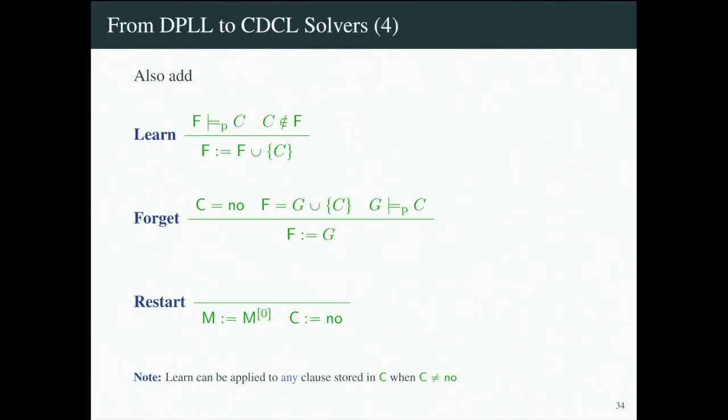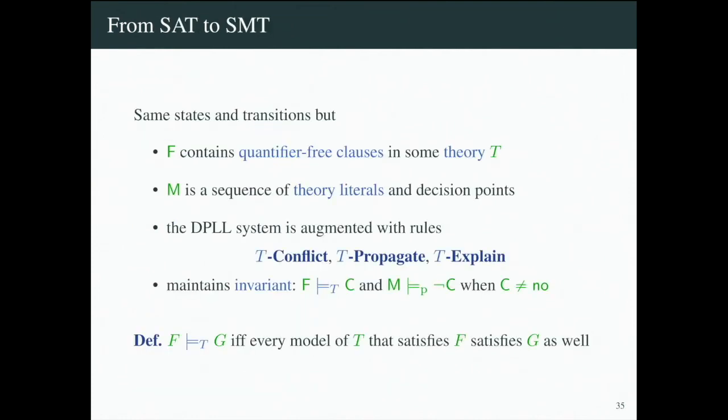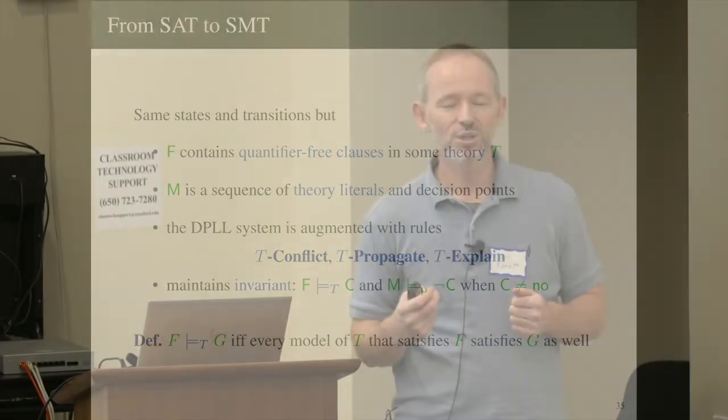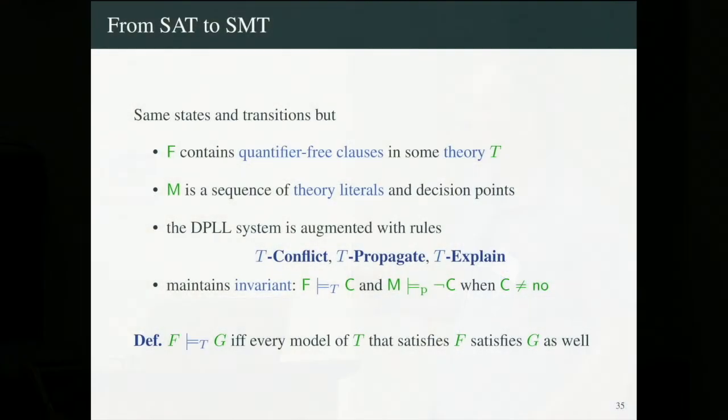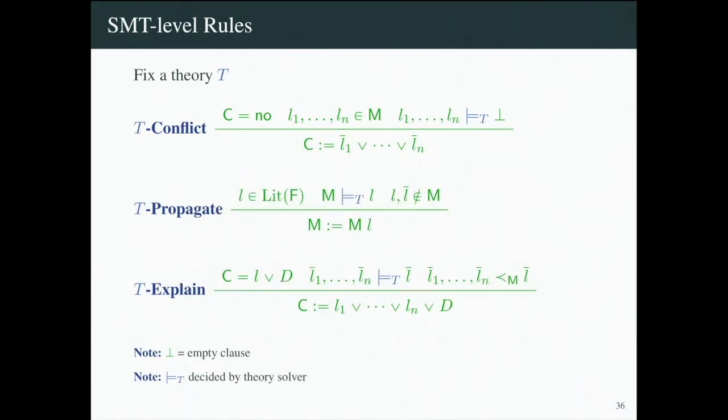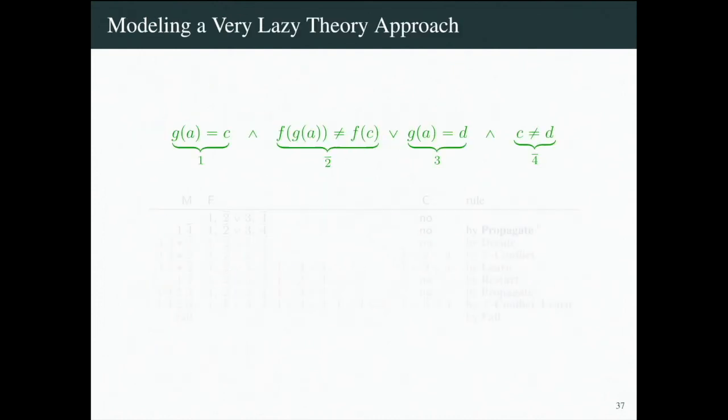All right, and there's a few more rules. You can learn new clauses, you can forget clauses, you can restart, and modern SAT solvers use all of these techniques. Okay, but what about SMT? Well, if you want to see how this works for SMT, it's actually very similar. So the idea is now the numbers 1, 2, 3, 4, 5 are going to represent theory literals, not just Boolean variables. And we're going to add a few new rules, t-conflict, t-propagate, and t-explain, which I'll show you how that works. In fact, it's best to do it with an example.